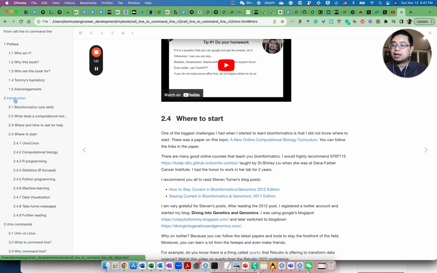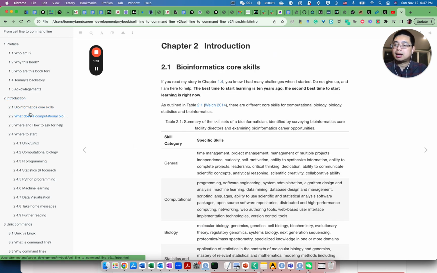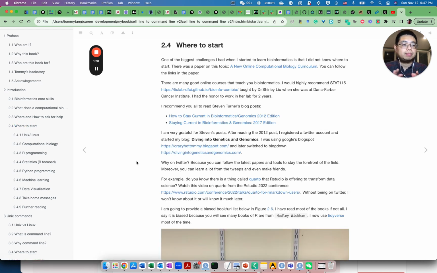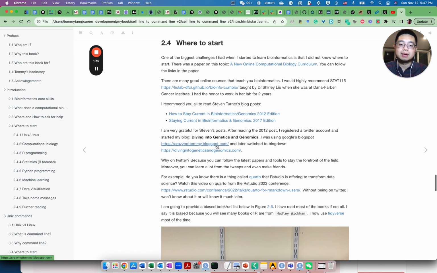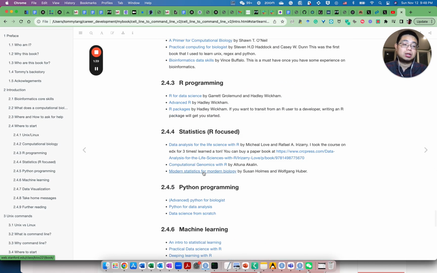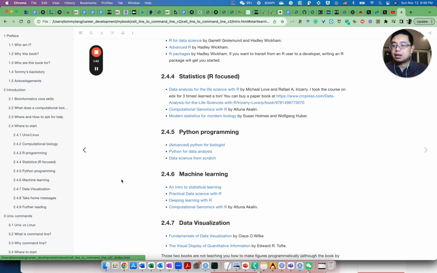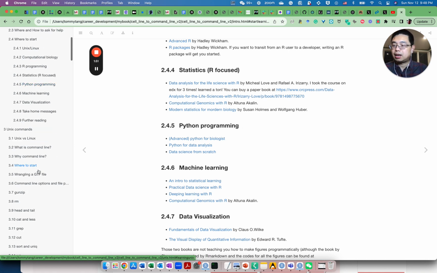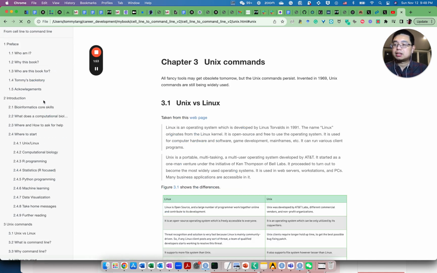And in the introduction part, what I really like is the "where to start" section. Because one of the biggest problems when I started is that I didn't even know where to start. So I curated a lot of good courses, links, and also books for you to get started with computational biology. I think the introduction chapter will give you a good idea where to start if you really want to learn computational biology. Then I started with Unix commands.